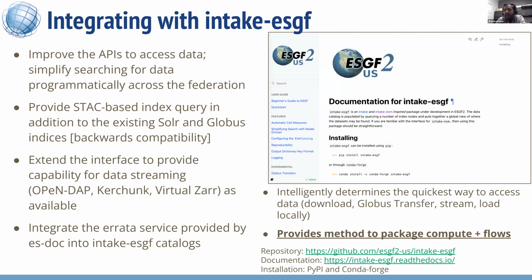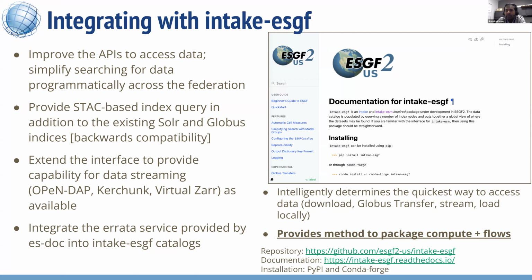Every data set that we have within ESGF, you should be able to write Python code to query that data based on your search criteria, find out what data is available, and download it. So it provides API access to all of the data sets within ESGF data holdings.